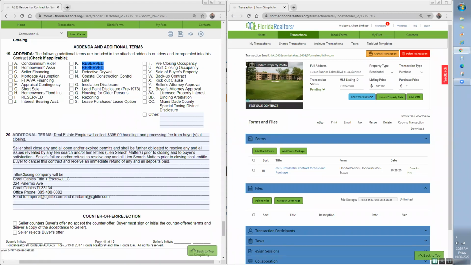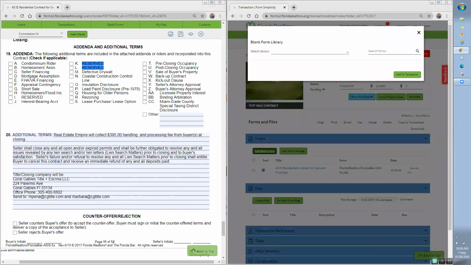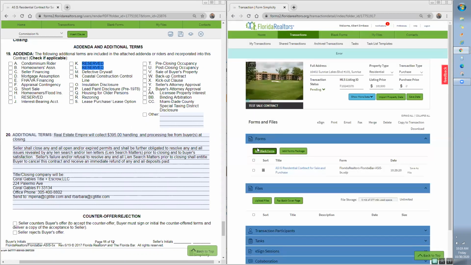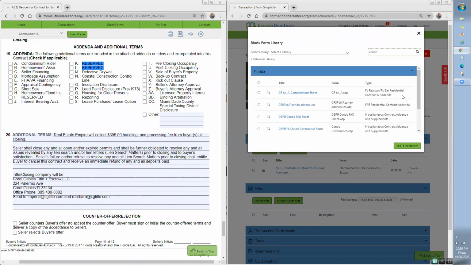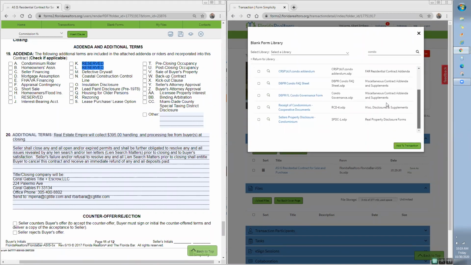Now, the way you search for it is, I'm going to keep the contract over here, and this is our search field. In the same file that you are working on with your client, you're going to click where it says add blank forms. And then you're going to search here for condo. Oh, sorry. Don't press add transaction, just press enter. When you press enter, it's going to give you all the documents that have the word condo on it. See condo, condo, condo, condominium, condominium.